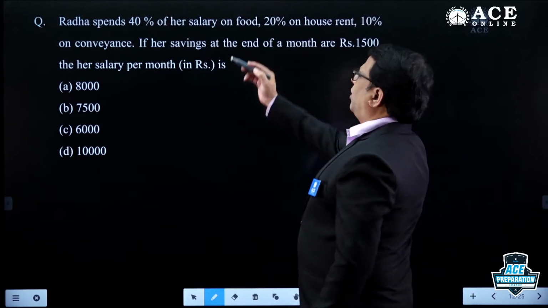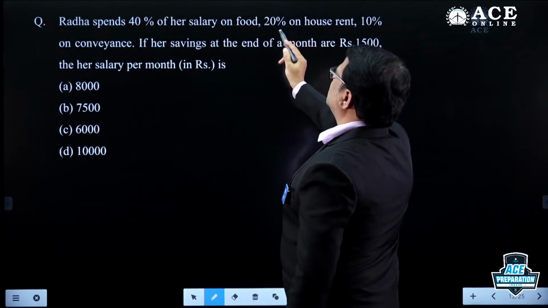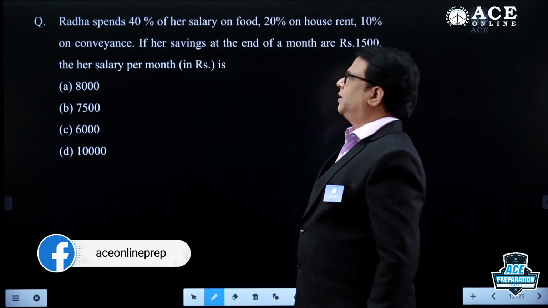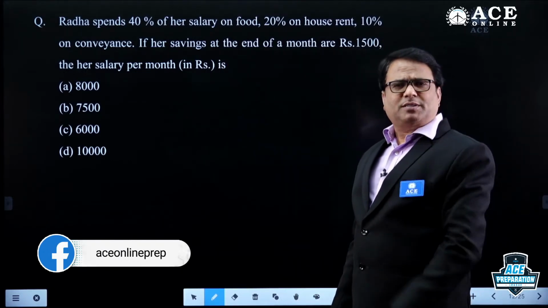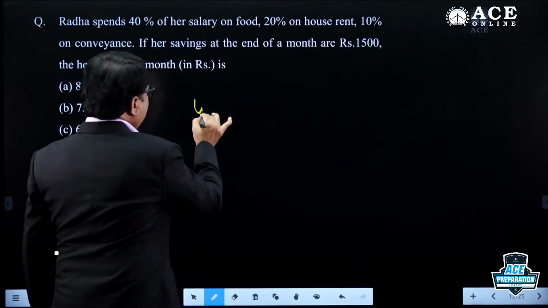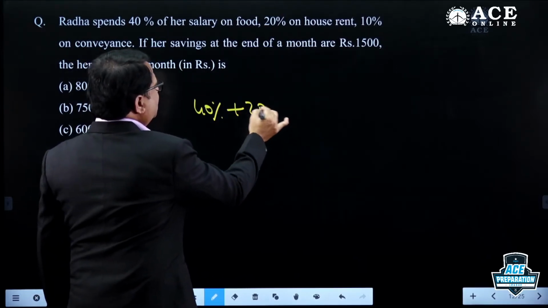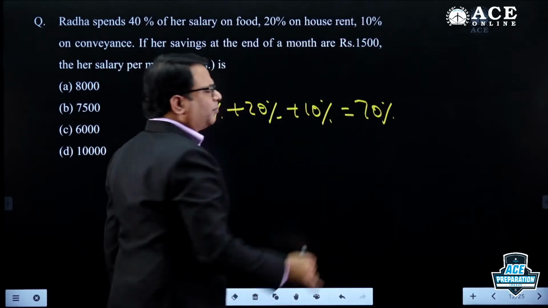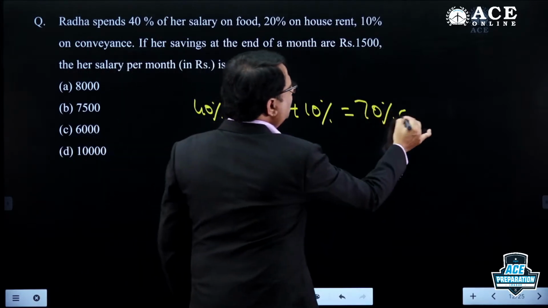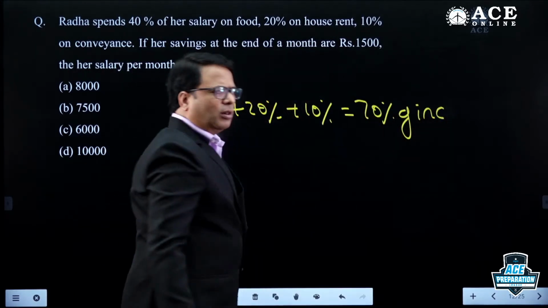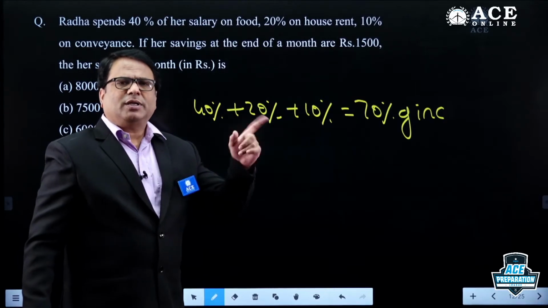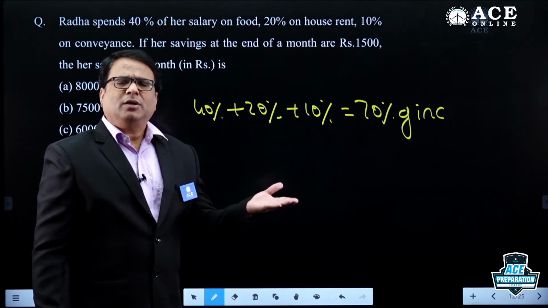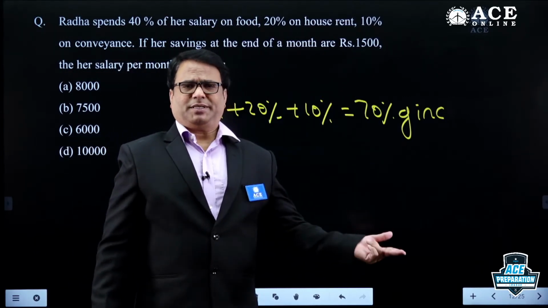Now here, 40% food, 20% house rent, 40 plus 20, 60%, 10% conveyance, 70%. So total expenditure is 70%. You can see I write here 40% plus 20% plus 10%. So her total expenditure is 70% of the income, because all the percentages are directly calculated on income. When expenditure is 70%, then automatically savings would be 30%.